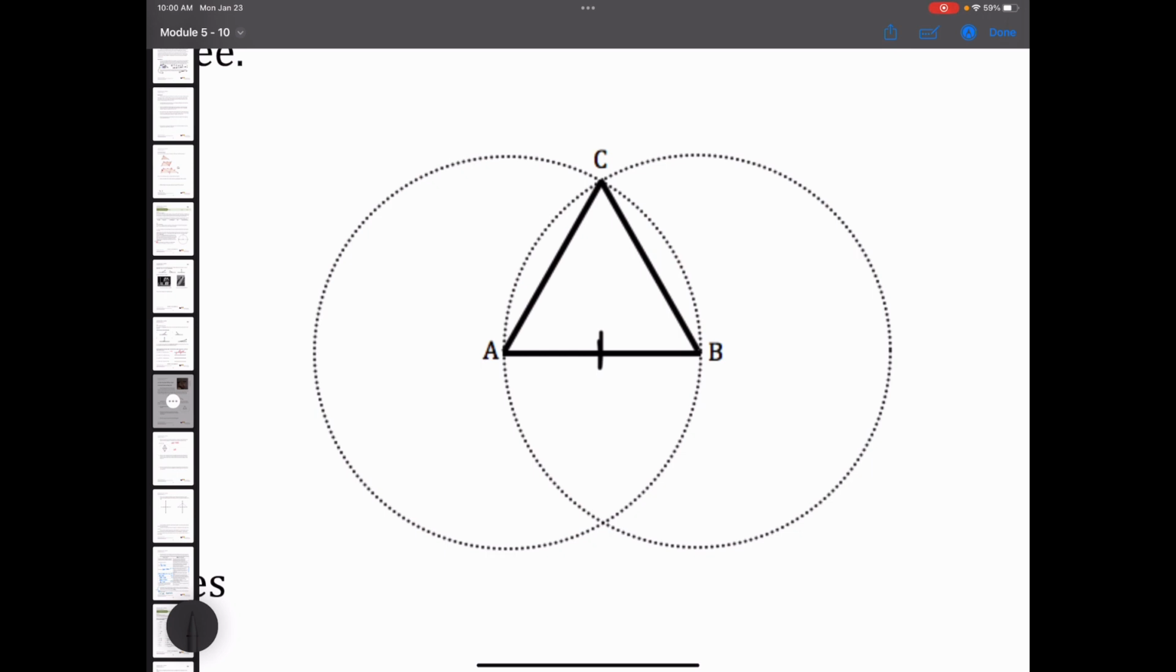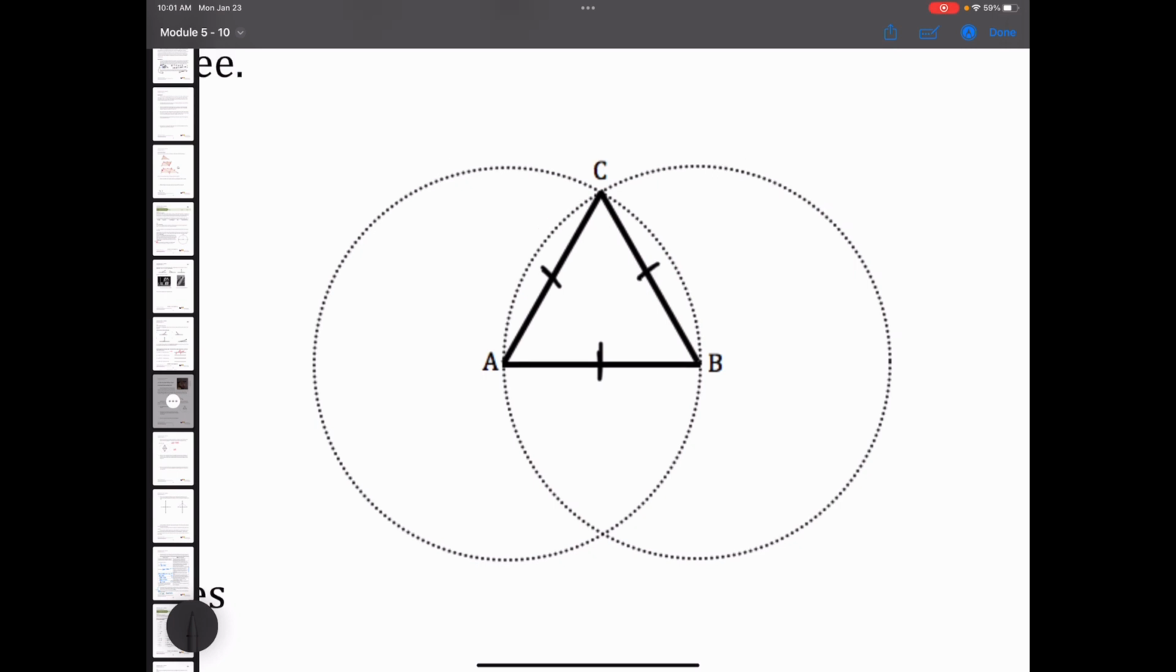So when we look at AC, is AC a radius of circle A? Yeah, it is, right? So that means that AC is congruent to AB. What about BC? Is BC a radius of circle B? Yeah, so that means that it also has to be congruent to AB. AC is congruent to AB, and AB is congruent to CB, right? What does that then have to mean about AC and BC also? Yeah, they're also going to be congruent.